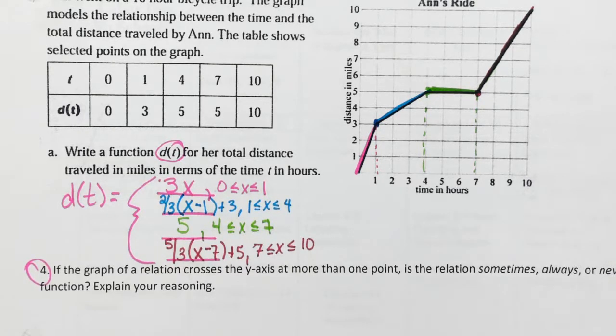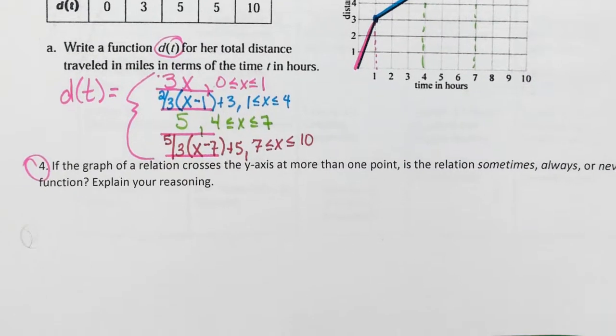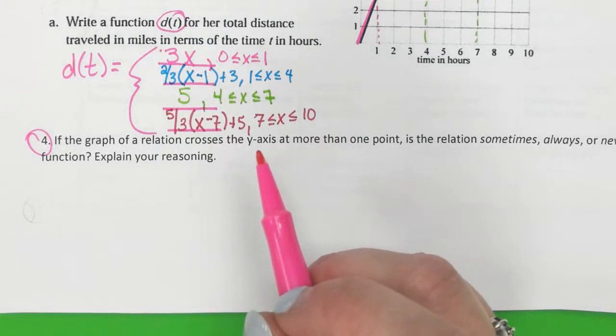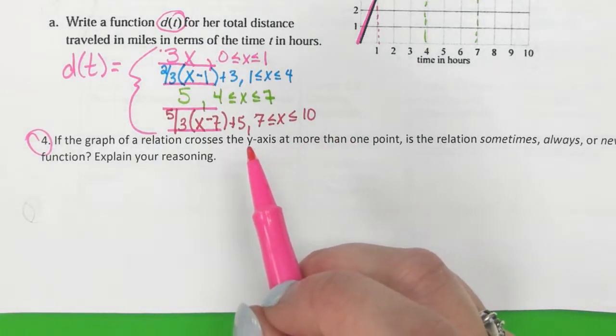All right, let's look at number 4. So basically, the first number you took out like 3x and then 5. You could figure that based on the line.